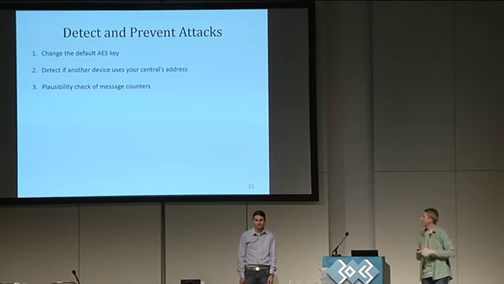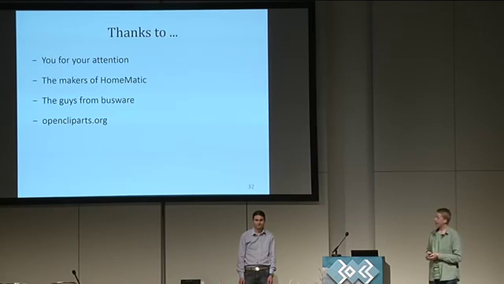And the third thing you can do to detect attacks of the first kind is to do a plausibility check of the message counters. Again, it's only a detection of a possible attack, but there is no way to prevent these kinds of attacks. Thank you.